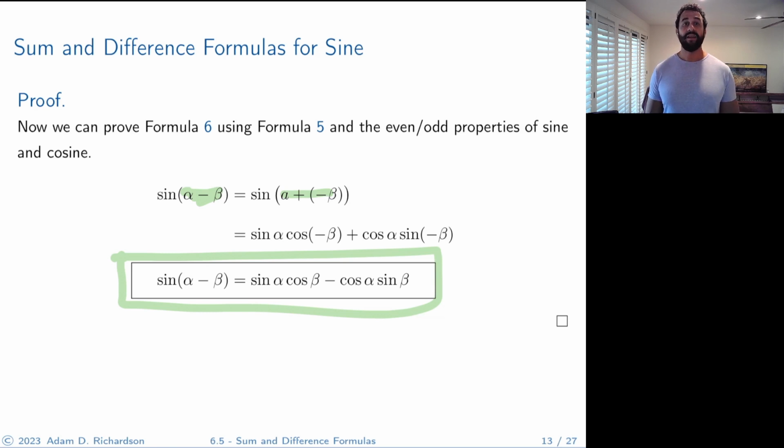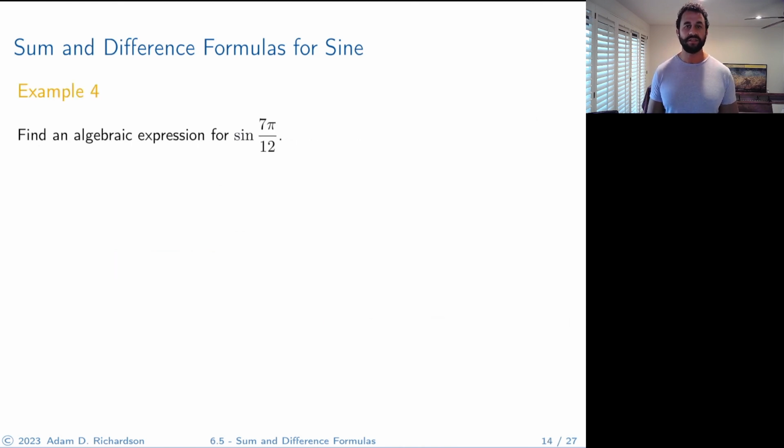All right. Now what are we going to do? Let's play for a minute. Let's practice using this and see if we can do something similar to what we did with cosine. Let's find an algebraic expression for sine of 7 pi over 12.